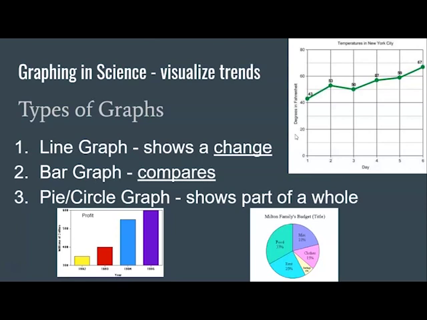A bar graph compares data. So you're looking at, all right, it's more visual. And then a pie or a circle graph shows a part of a whole. You use that when you're talking about percentages, stuff like that.